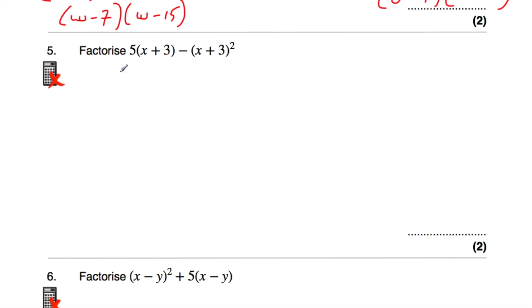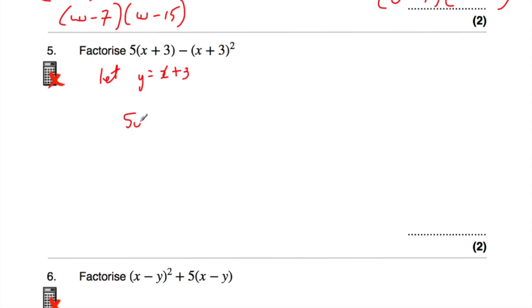So question number 5, we've been asked to factorize 5(x plus 3) minus (x plus 3) squared. So again, let's let y equal what's inside the bracket. So let's let y equal x plus 3. So here we've got 5, then x plus 3. So we're going to replace the x plus 3 with y.